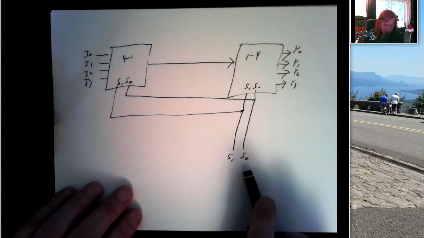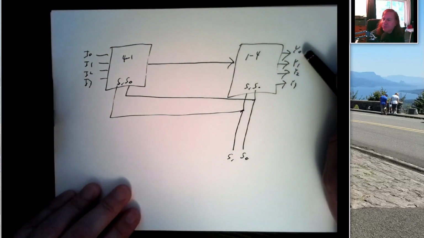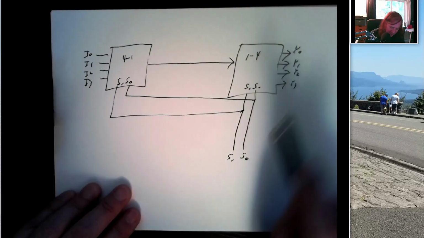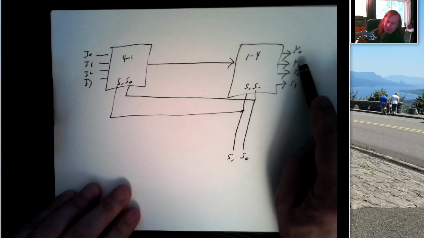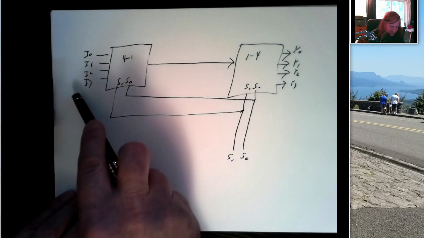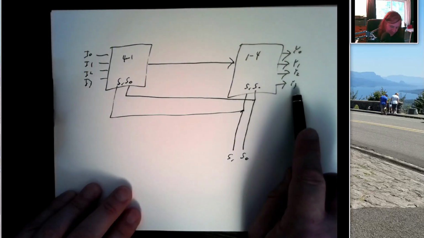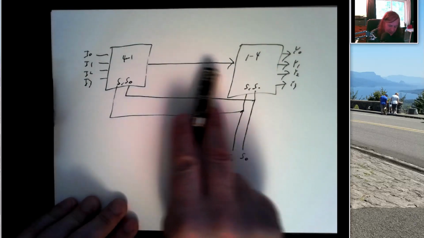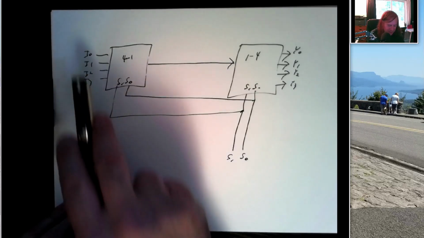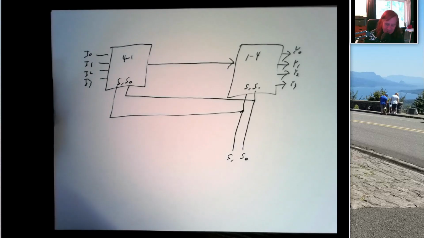Well, if I set my select lines to 0, then whatever is coming in on line I0 gets sent to output Y0. And if I set my inputs to 1, 0, whatever comes in on line 1 is now being sent to output Y1. And if I set my inputs to 1, 1, whatever's coming in on input I3 is now appearing on output Y3. So with a single wire connecting these 2 blocks, I'm able to effectively transfer 4 bits of information from this side to that output side.